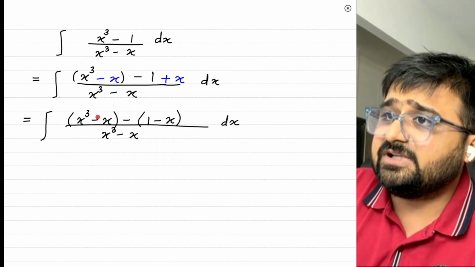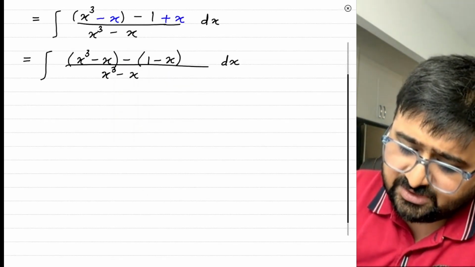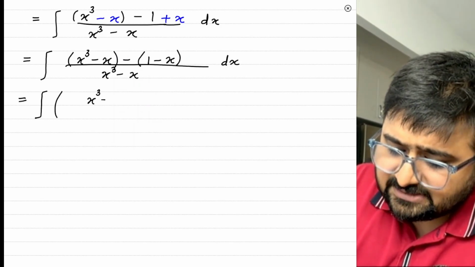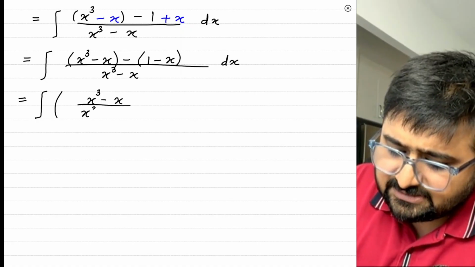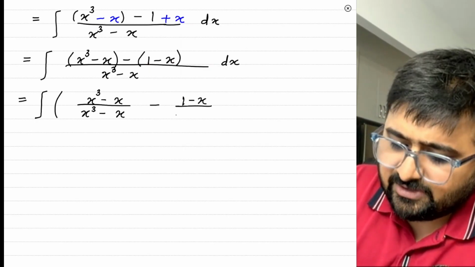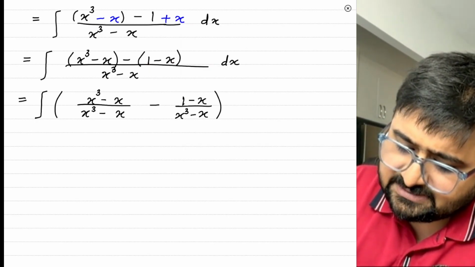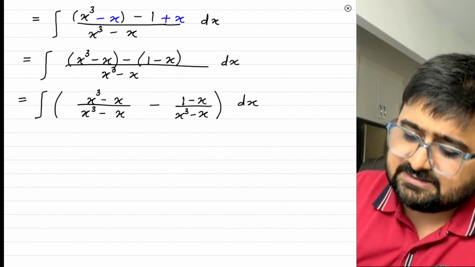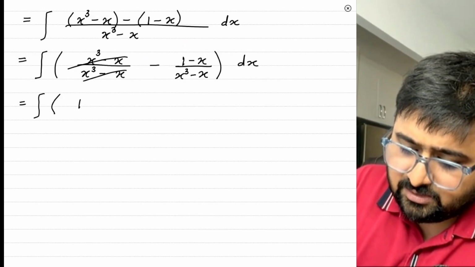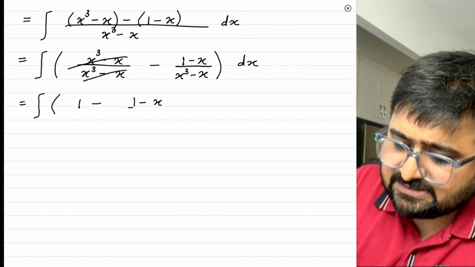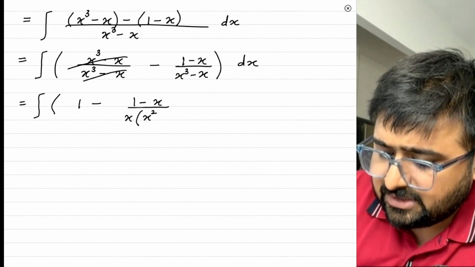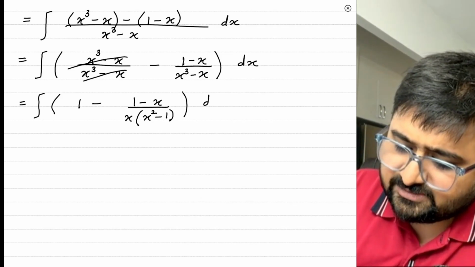Now you can simply split that denominator in both of those terms in the numerator. So you have the integration of, let's put a bracket, x cube minus x divided by x cube minus x, minus 1 minus x divided by x cube minus x with respect to x. Now this and this will get cancelled and you will be left with 1. So you have the integral of 1 minus 1 minus x. In the denominator, factor out x now. So you have x square minus 1 with respect to x.